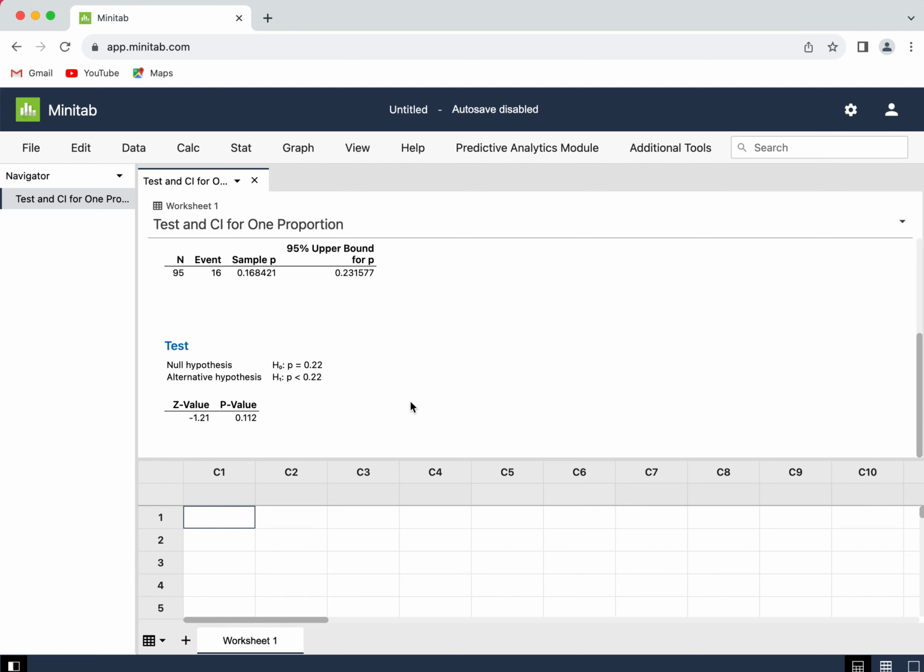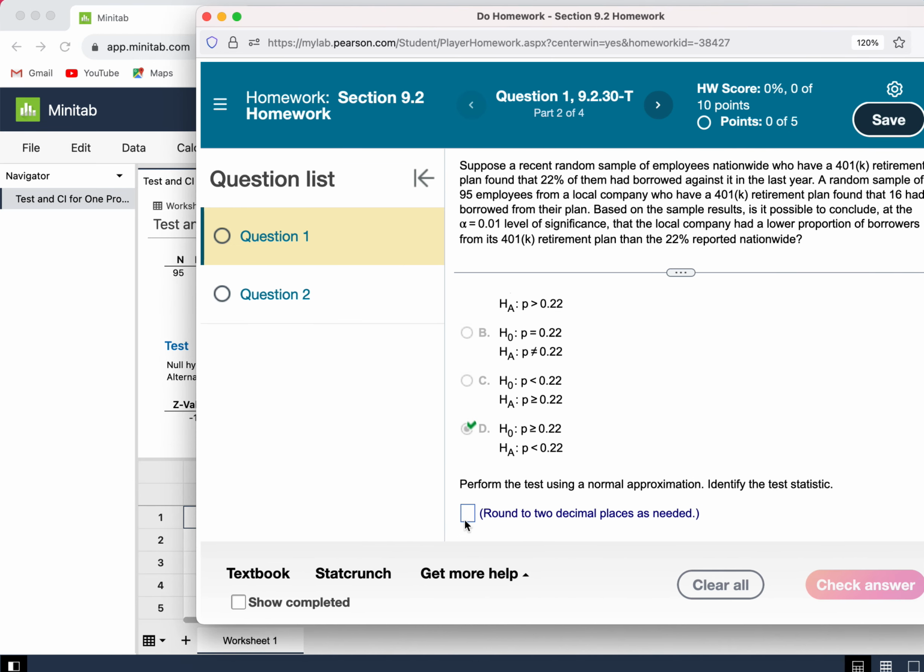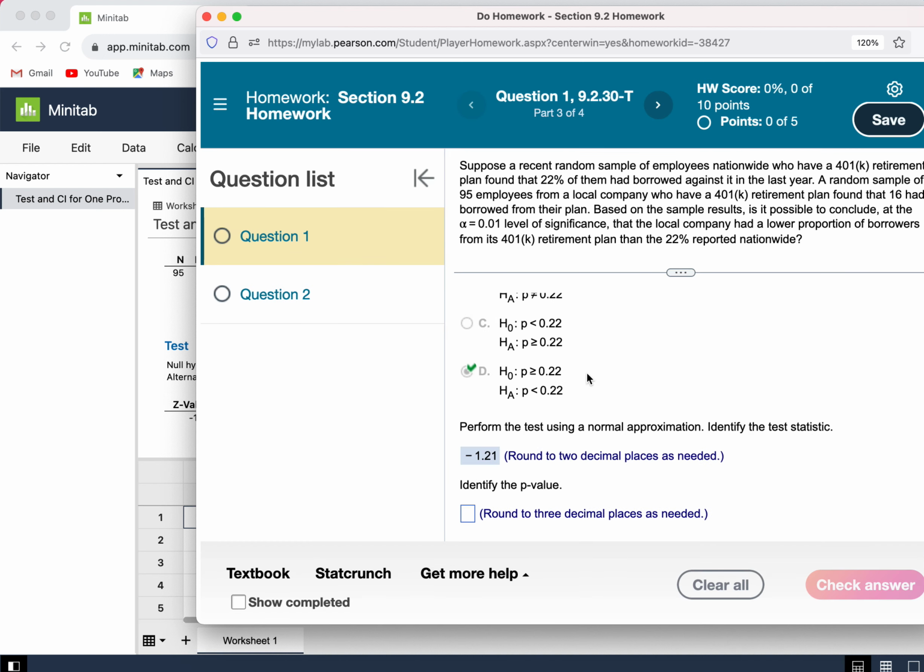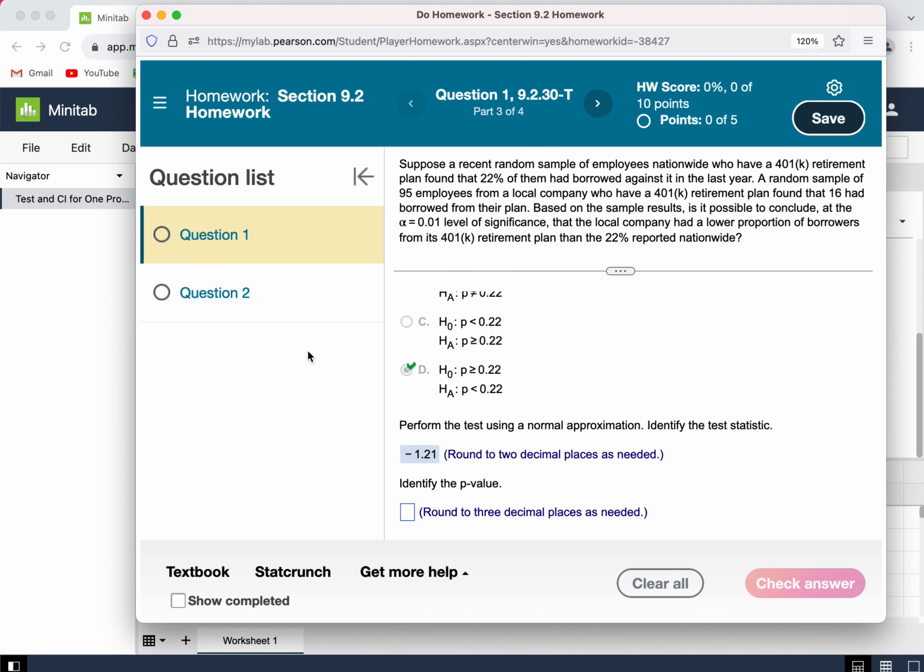I'm going to scroll down to the bottom to find my test results. Here are my null and alternative hypotheses, and then I have my z-value and my p-value. The z-value is the test statistic that my lab is asking for, so that's negative 1.21. And my p-value is 0.112.